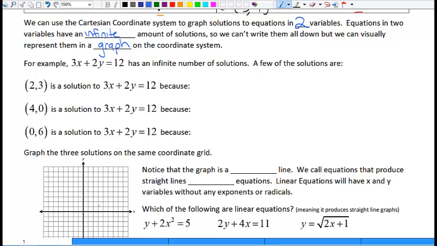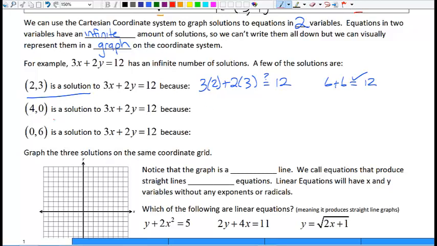Let me just show you a few. (2, 3) is a solution. It truly is, and let me show you why. Is 3 times 2 plus 2 times 3 truly equal to 12? Well, let's work it out. 6 plus 6. Yep, that truly does equal 12. So (2, 3) is a solution.